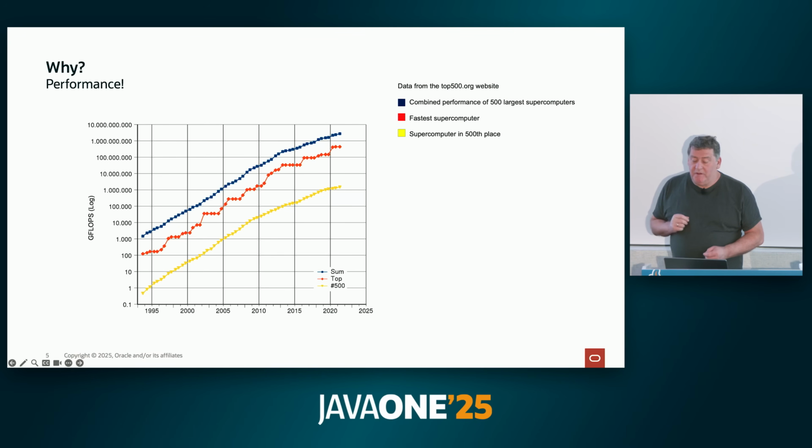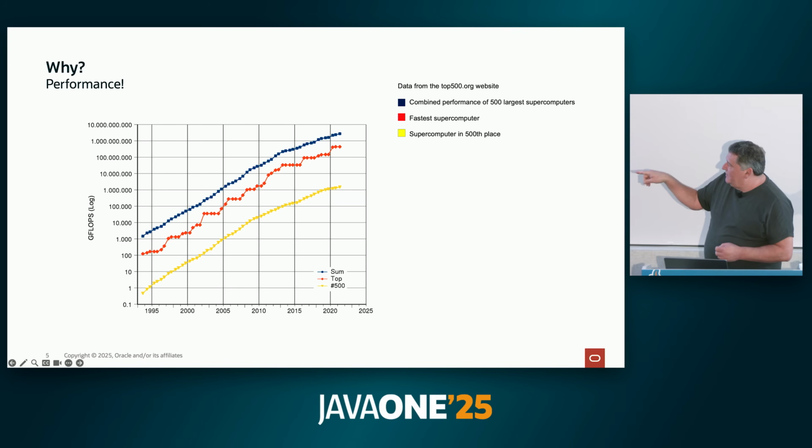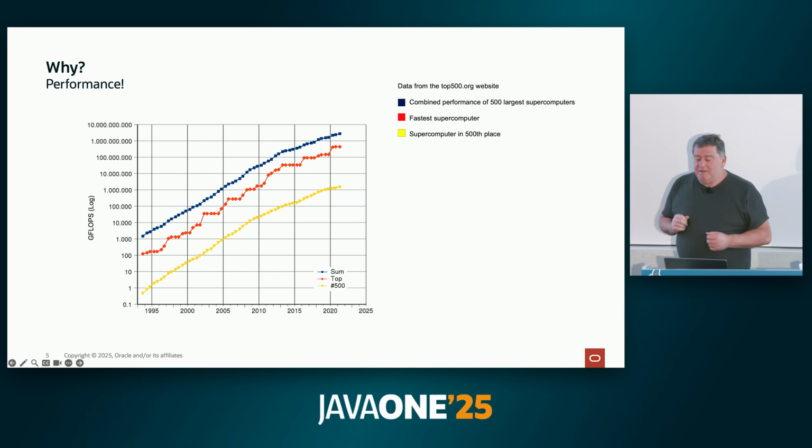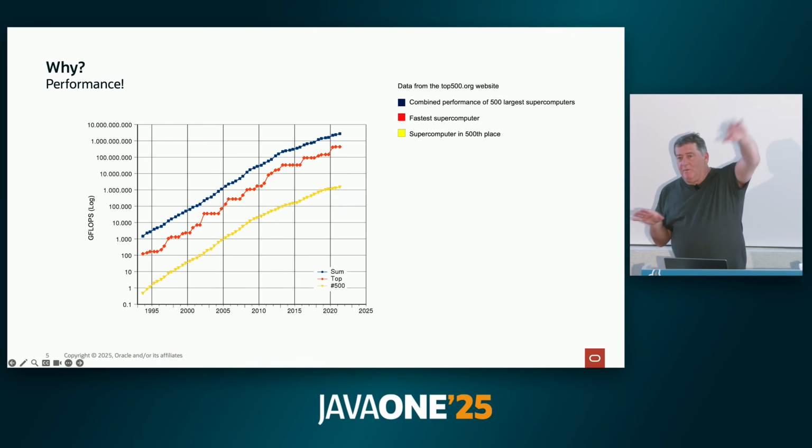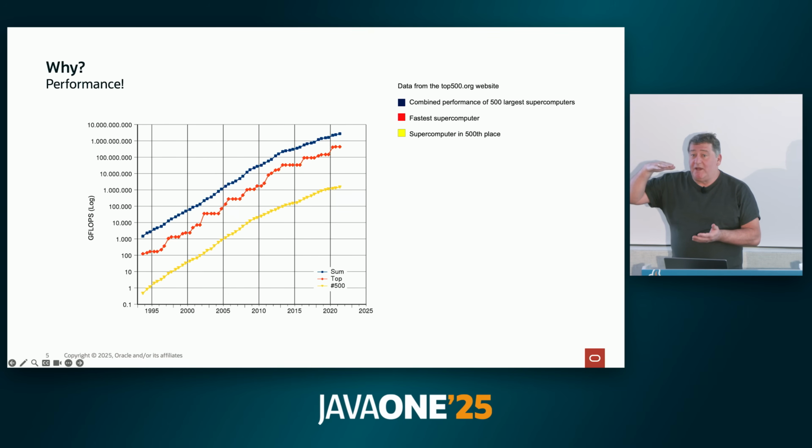Why we might want to do this: this is a nice chart which goes all the way back to the year 1995, so I'm trying to line up with the JavaOnes. As you can see, this is actually the top 500 computers in the world. The red line in the middle is the fastest computer that year, how many teraflops it was able to run, log scale on the side. So we've got Moore's law popping in for us here. What's really interesting, the yellow line at the bottom is the slowest of these machines, and the blue line at the top is if we actually took all the compute from all of the machines that year.